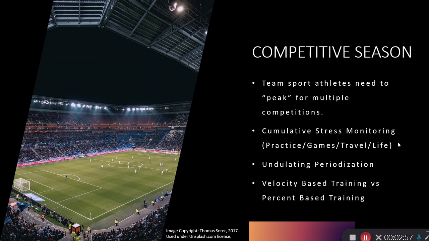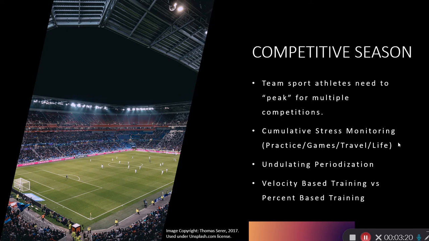When considering how to periodize for the competitive season, it's important to keep in mind that team sport athletes need to peak for multiple competitions, while some athletes, such as, for example, an Olympic track sprinter, may be on a 4-year cycle where they are peaking for the Olympic Games with several minor peaks for qualifiers.